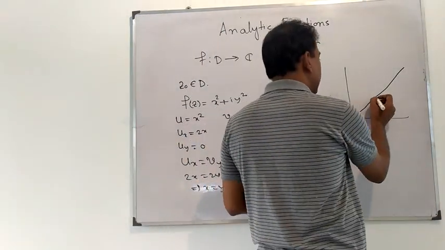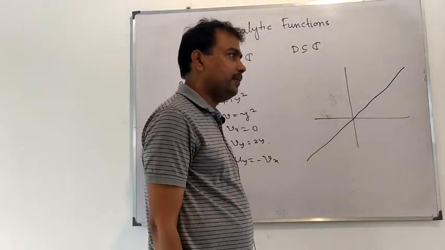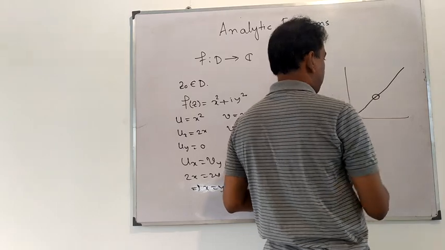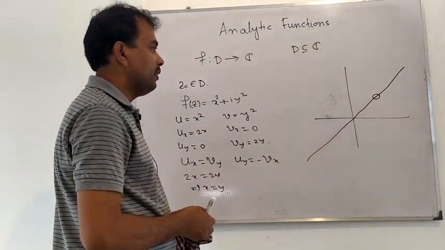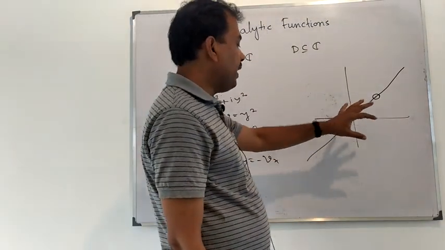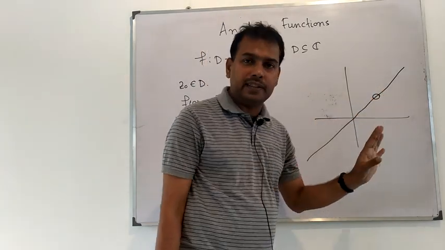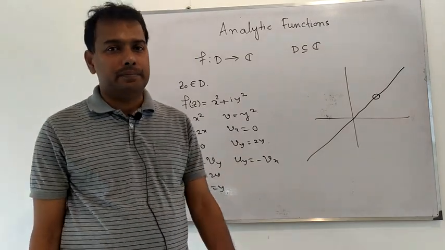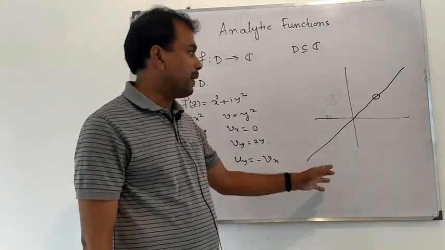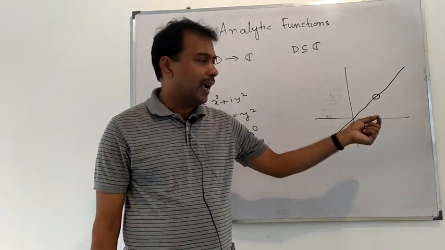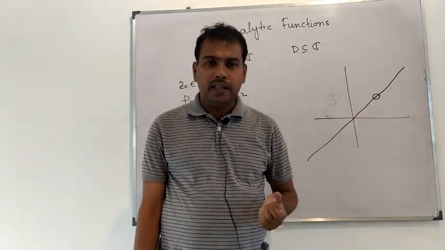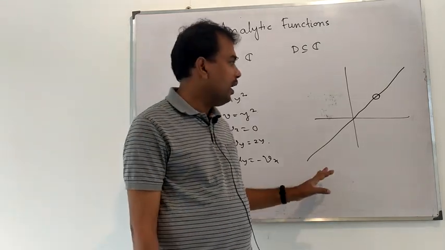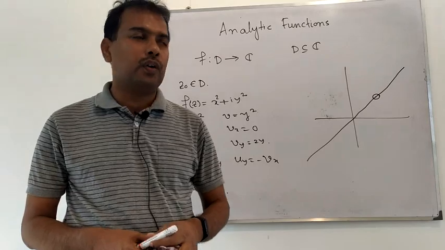If we take any point from this line and take any neighborhood of that point, then there exist infinitely many points outside this line. At those points, f is not differentiable. So, f cannot be analytic at this point. Here, f is nowhere analytic and differentiable at each point on this line.